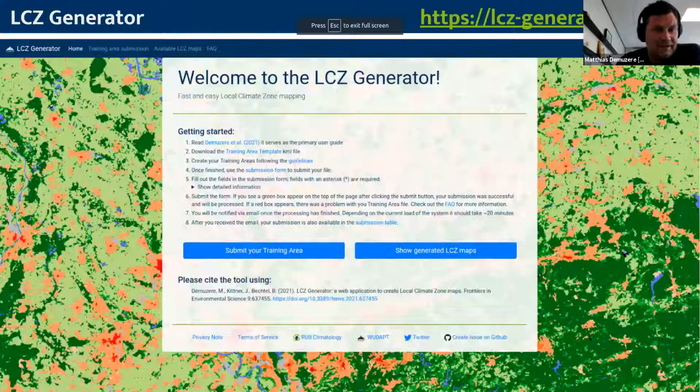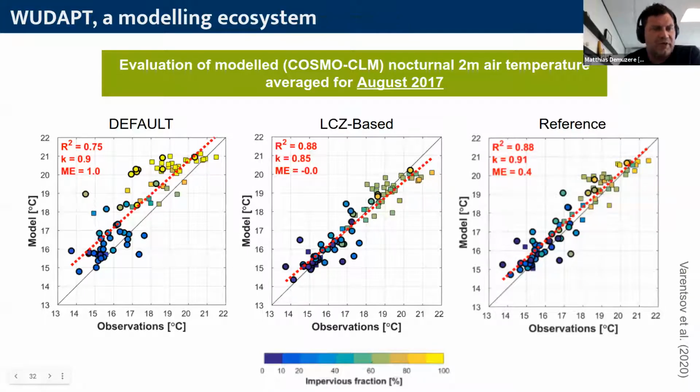There you go. And I would like to add a bit more on WUDAPT, as the project is officially designed as an infrastructure to support modeling applications as well. So we are, of course, not only interested in facilitating the creation of LCZ maps. We are also working on a modeling ecosystem that provides the required open source tools to ingest relevant WUDAPT information into urban models. In this example, one can see the added value of LCZ-based parameters in the COSMO-CLM model over Moscow, compared to results using the default procedure available in COSMO-CLM and a simulation that was done using the best available reference data set for the city.